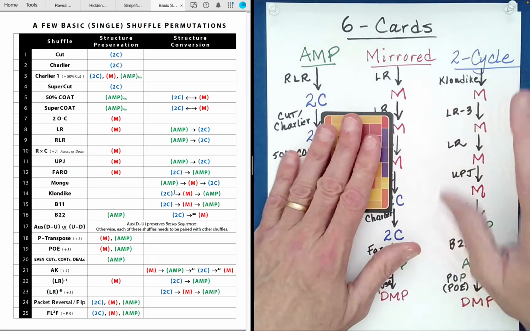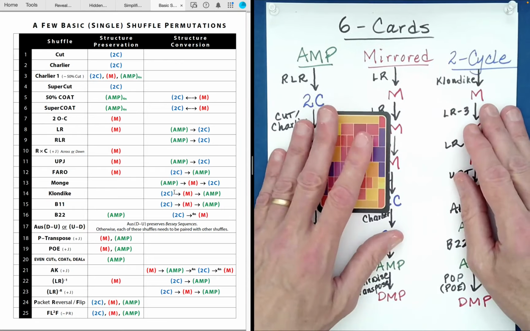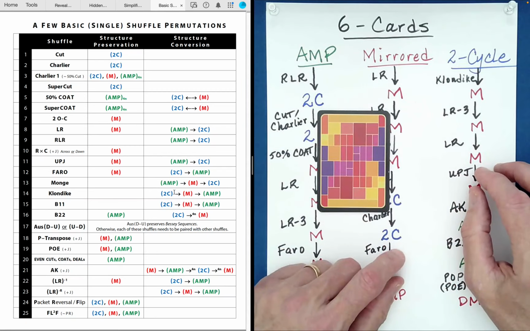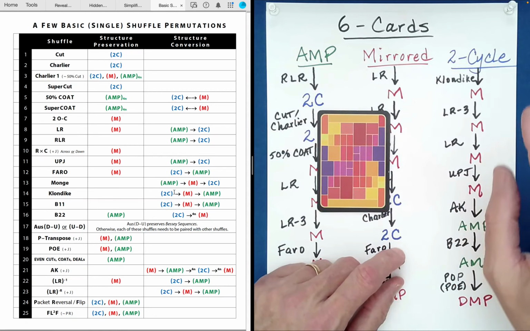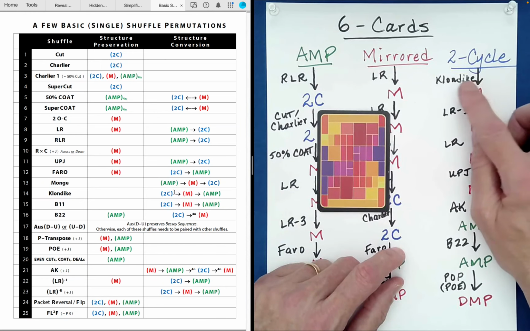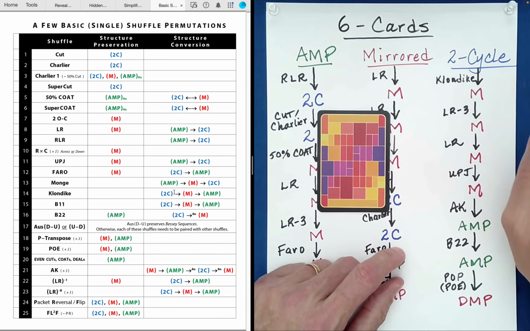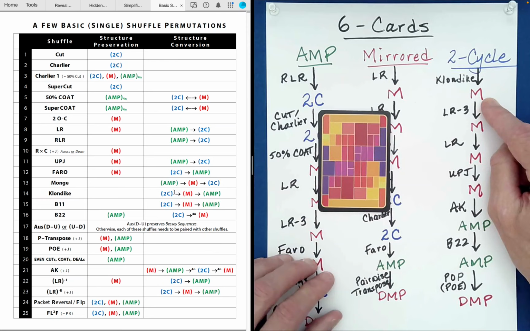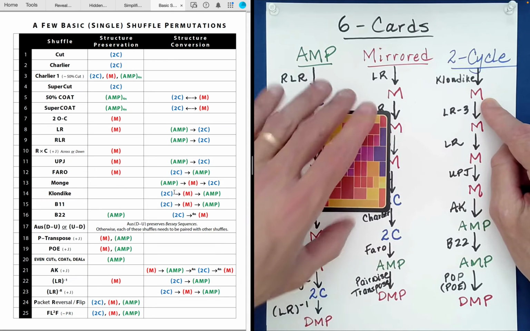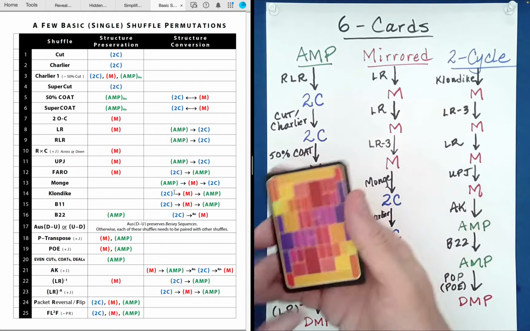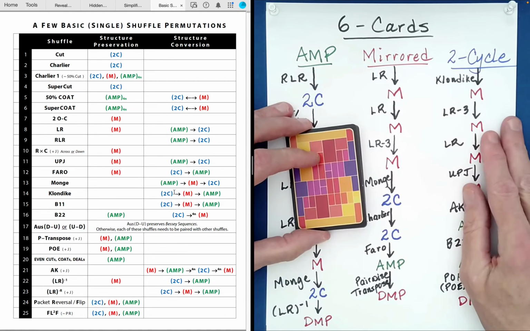Now, you do need an even number of cards for everything that we're doing in this series right now. But if you have an even number of cards and it is set up as a 2-cycle, a Klondike shuffle will always, always, always convert it to a mirrored structure. Whether it's 4 cards, 6, 32, 112, as long as it's even, it's going to work. So it's a mirrored structure now. Well, now we have the stay stack principle.